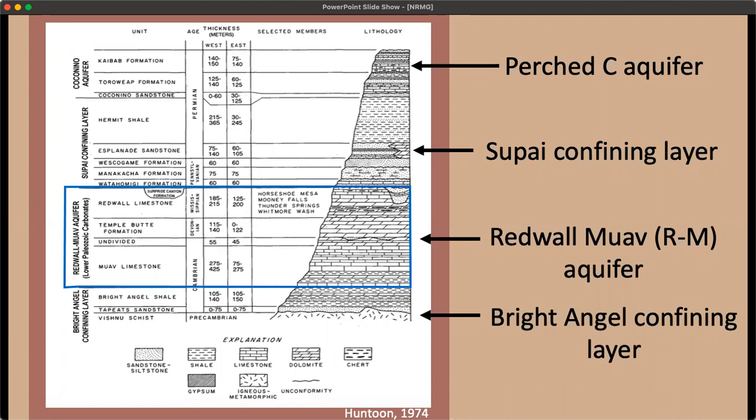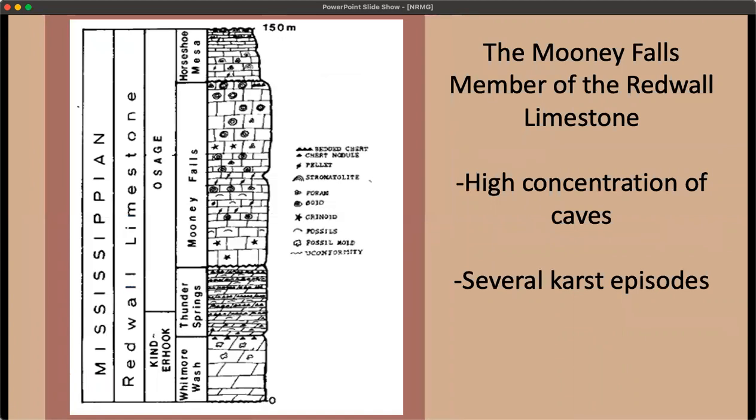And within the RM aquifer hydrostratigraphic zone, we have the Redwall limestone itself, which is comprised of 4 other members. The Mooney Falls member is the member of interest. It has the largest concentration of caves in the Grand Canyon, partially due to the several different episodes of karst events, starting with early exposure in the Mississippian, which formed a widespread paleokarst breccia, which we'll talk a little bit about later.